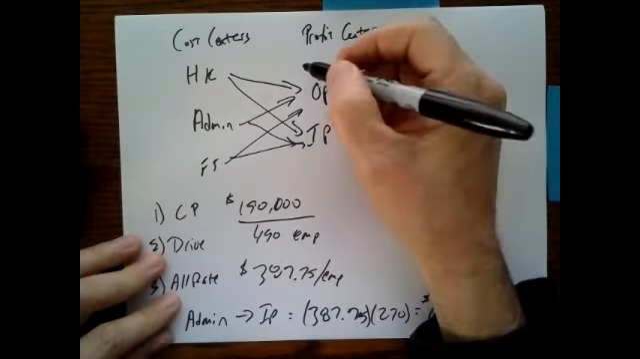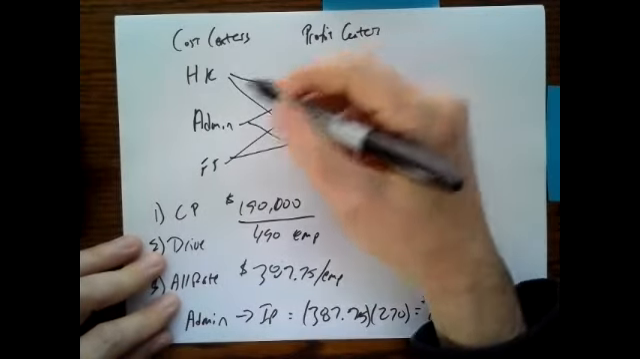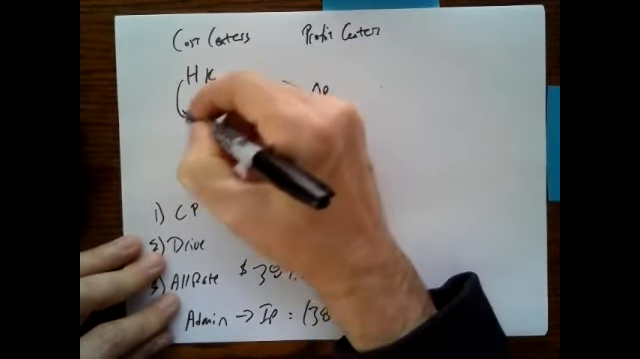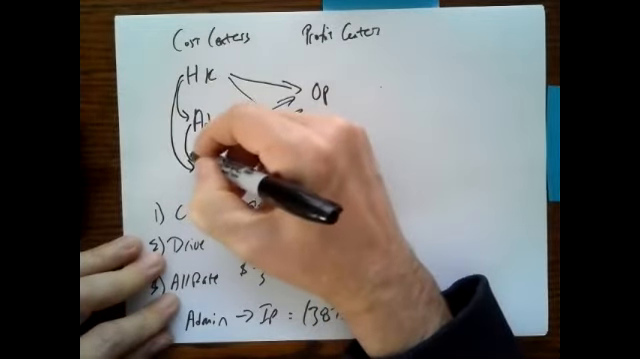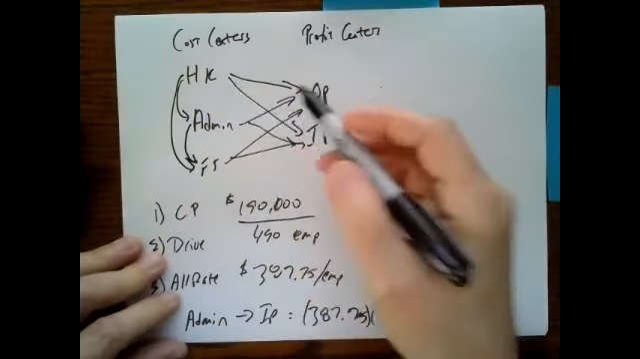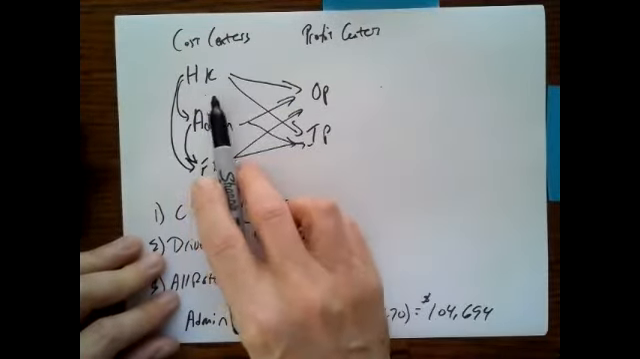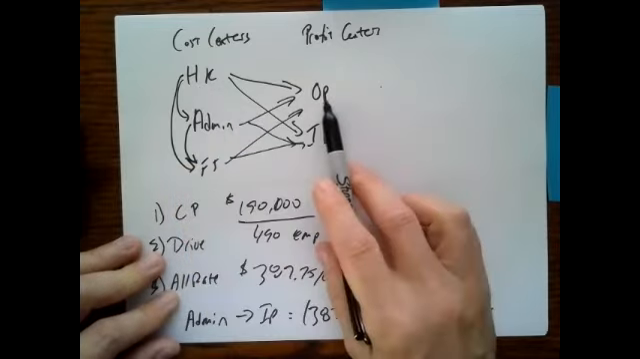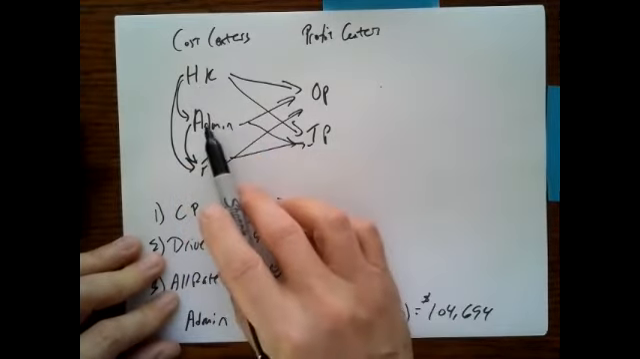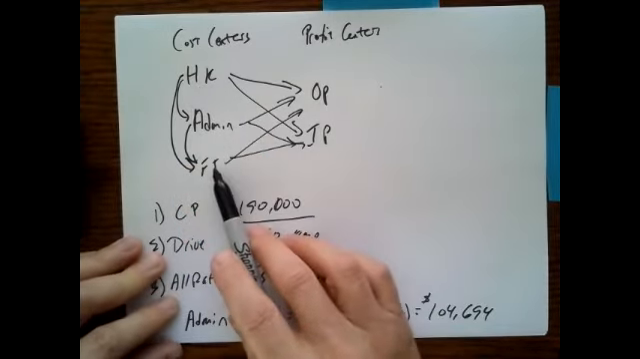So the difference between direct and step-down is now we're going to pay attention to the relationship between the support departments. So when we go to step-down housekeeping, a portion of housekeeping is going to go to outpatient and inpatient, but it's also going to go to admin and financial services.